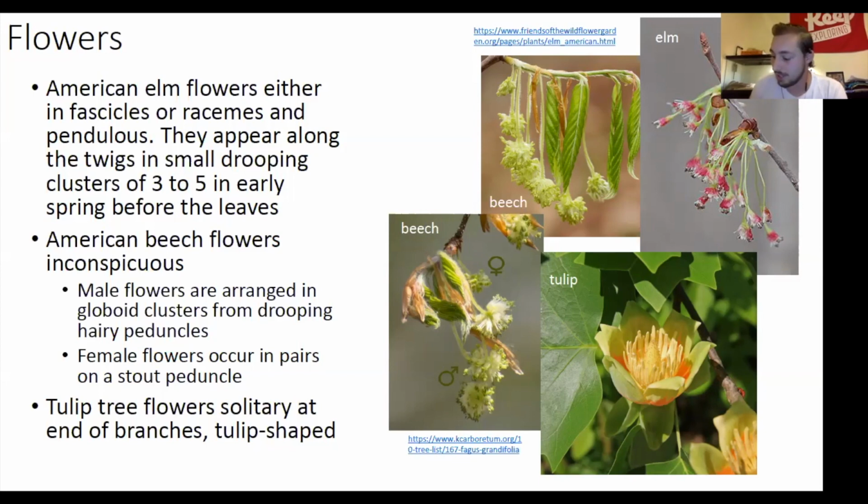Tulip trees are interesting because they're only receptive to pollen for 12 to 24 hours, so they produce a boatload of nectar for pollinating insects to really attract them, to get them into the flower within that time frame. So insects like flies, beetles, honeybees, and bumblebees will pollinate tulip tree, whereas the American elm and beech are more so pollinated by wind.